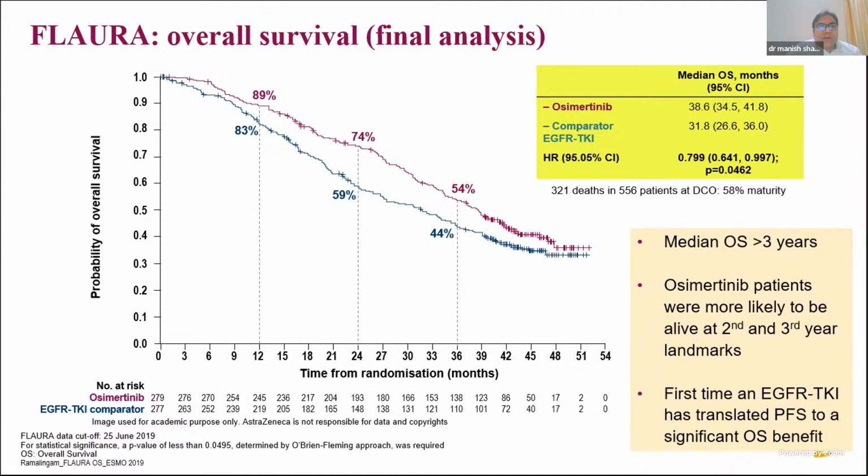The curves separated immediately and they continued to separate. And the median OS is more than 3 years now. Osimertinib patients were more likely to be alive at the second and third year, as we can see from this graph. And this is the first time an EGFR TKI has translated PFS into a significant OS. So we don't find OS benefit with other TKIs as such, but it is only osimertinib which has given a median OS of 38.6 months as compared to the comparator TKI, that is gefitinib, at 31.8 months.